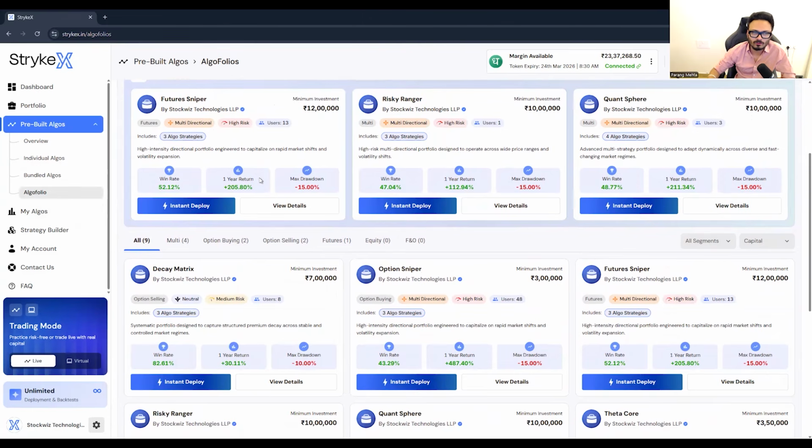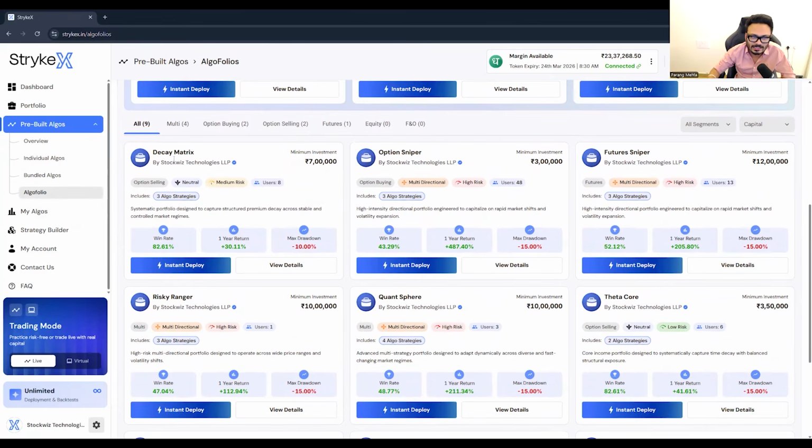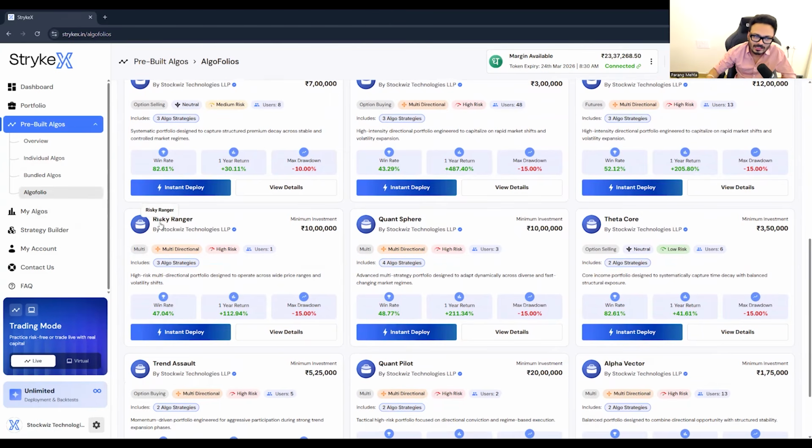And then comes algo folios. Now, algo folios are very specifically designed combinations of multiple algos. So, for example, DK Matrix is like a combination of multiple option selling strategies. Option Sniper is an algo which includes all option buying index strategies. Future Sniper will include all index futures algos, Nifty, Bank Nifty, Midcap Nifty. The Risky Ranger will have stock options, index options, everything, right? So very risky, high risk kind of a strategy. QuantSphere is again a multiple segment.